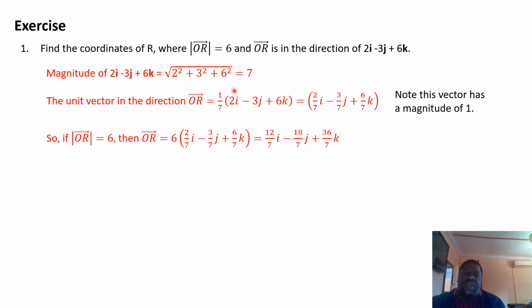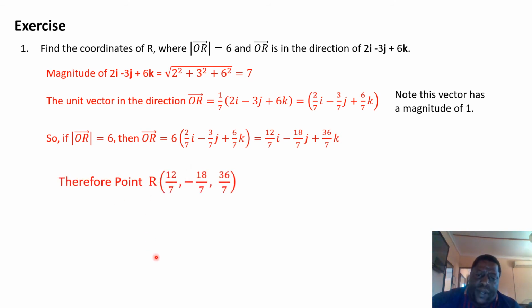So you first have to find the magnitude, and you can use the formula, and you will see exactly what I mean when I get to that part. Bottom line is they say find the coordinates, and then you don't write in terms of i, j, and k. Write this: 12/7, minus 18/7, 36/7.